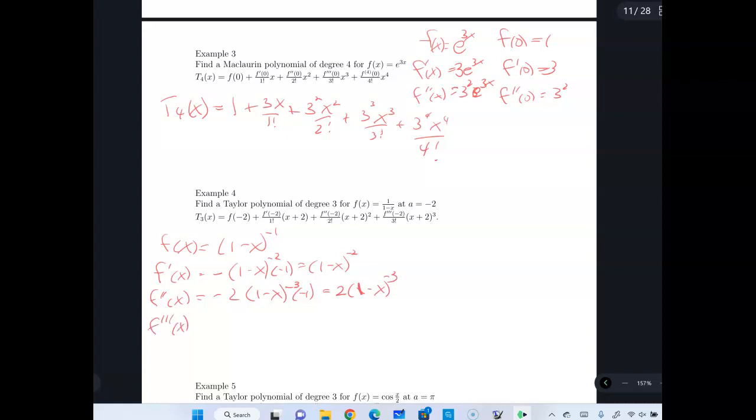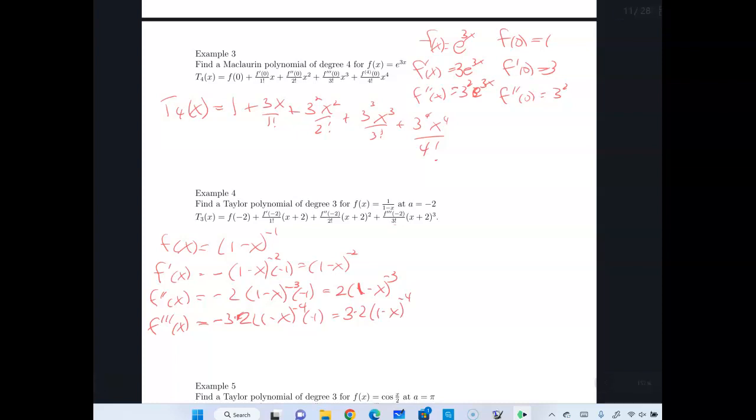And then the third derivative, and that's just as far as I need to go. Negative 3 times negative 2, and then (1 minus x) to the negative 3 times 2, (1 minus x) to the negative 4 times negative 1, so that gives me a 3 times a 2, (1 minus x) to the negative 4.